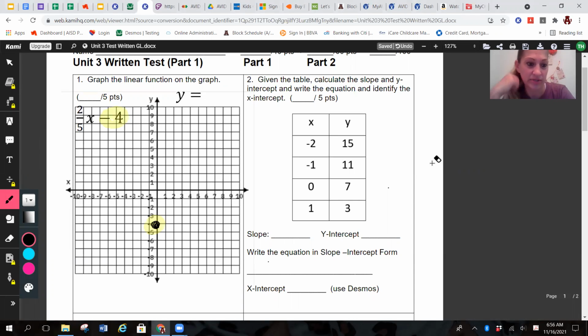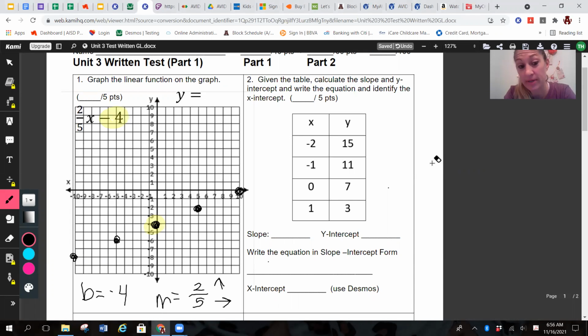So our b value is -4, b is -4, and our slope is 2/5, which means we're going to go up 2 and to the right 5. So up 2 and to the right 5 would put me right here on the 5 line, and then up 2 and over 5 would put me right there on the x-intercept. X is 10. Now we're going to go backwards. We're going to go down and to the left. Down 2 and to the left 5, which puts me on the -5 line, and then down 2 more and puts me on the -10 line.